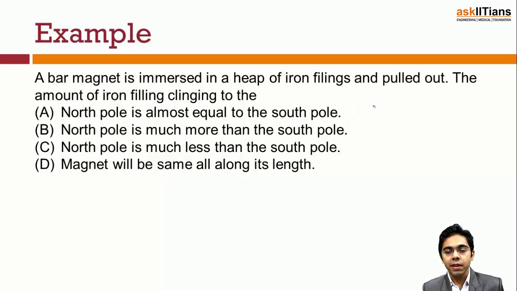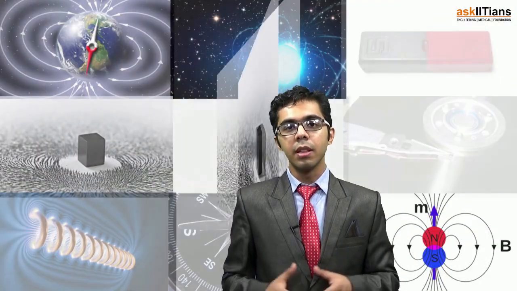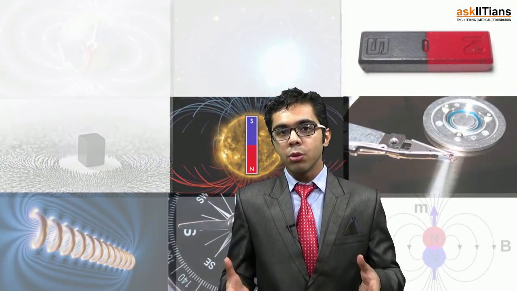So we have seen in the previous example that at the poles all the magnetism is concentrated. Therefore the amount of iron filings clinging to the north pole is almost equal to that at the south pole, because these are the only points where all the magnetism is concentrated.